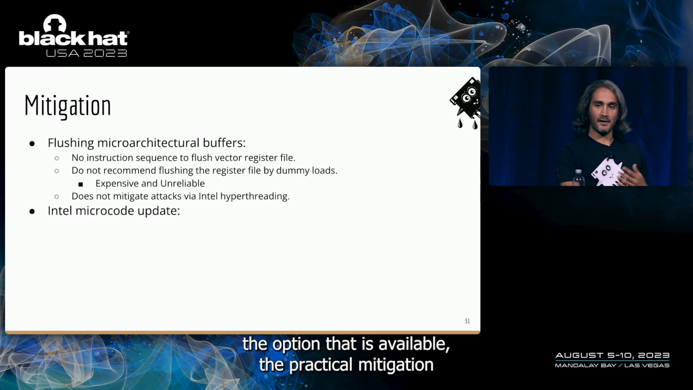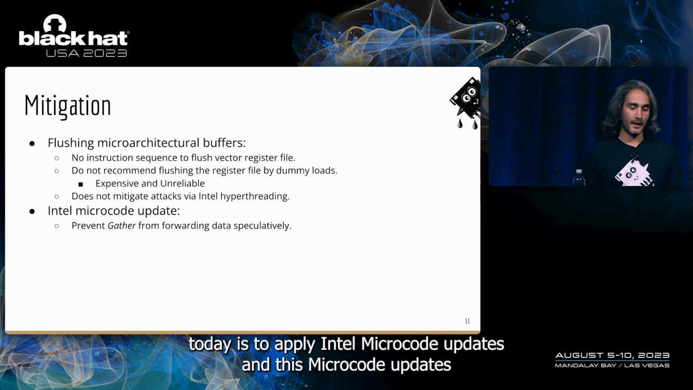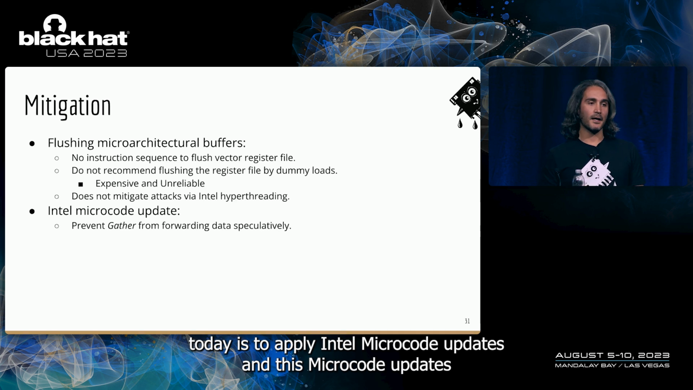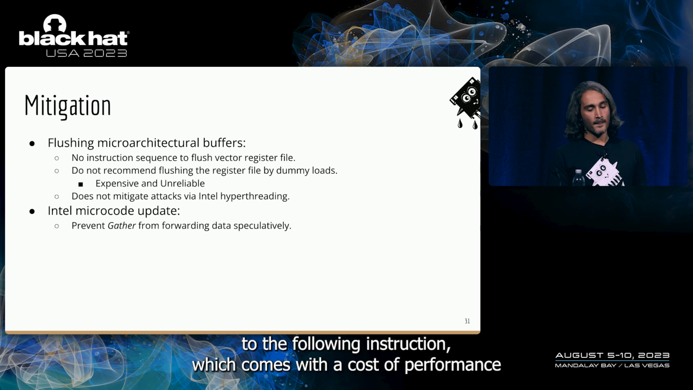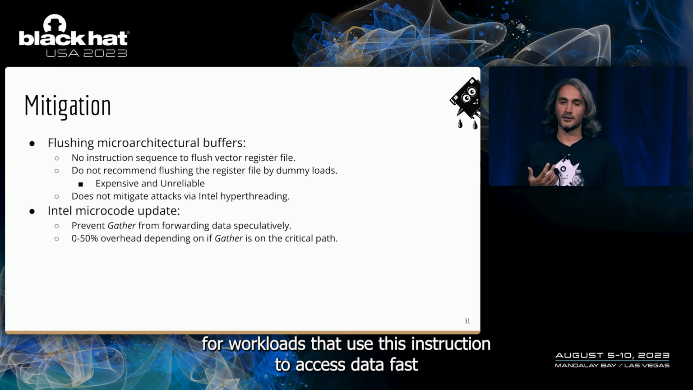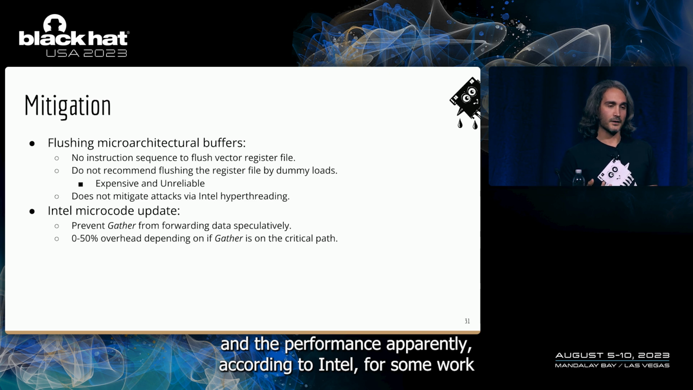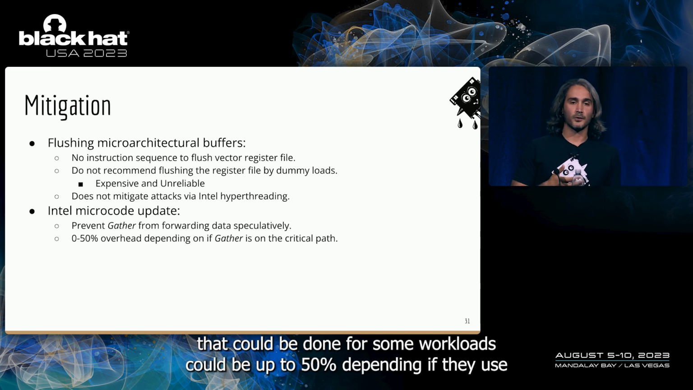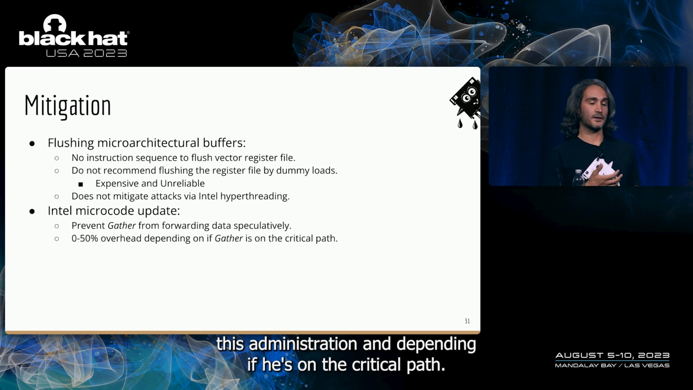The option that is available, the practical mitigation today, is to apply the Intel microcode update. And this microcode update prevents the gather from speculatively forwarding data to the following instruction, which comes with a cost of performance for workloads that use this instruction to access data fast. And the performance impact, apparently, according to Intel, for some workloads could be none, for some workloads could be up to 50%, depending on whether they use this gather instruction and whether it's on the critical path.